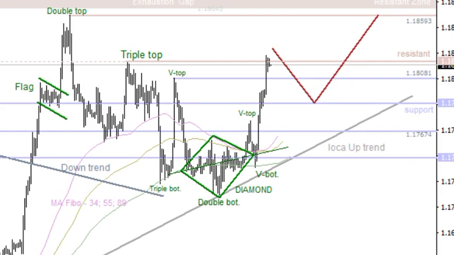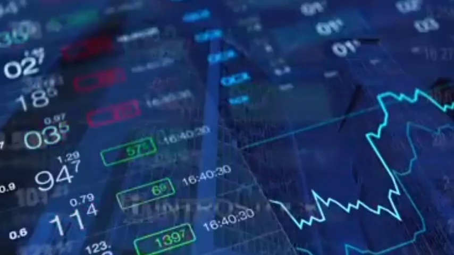Today I'm going to explain another chart pattern, which is the diamond chart pattern. So let's go. First we will see how this chart pattern is made and what its indications are. First we will see what the diamond pattern is.